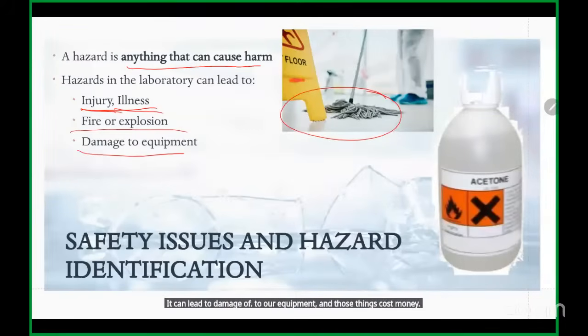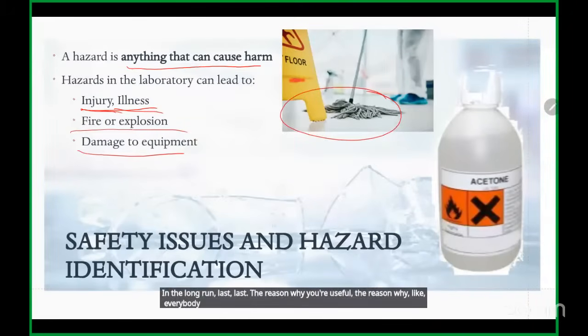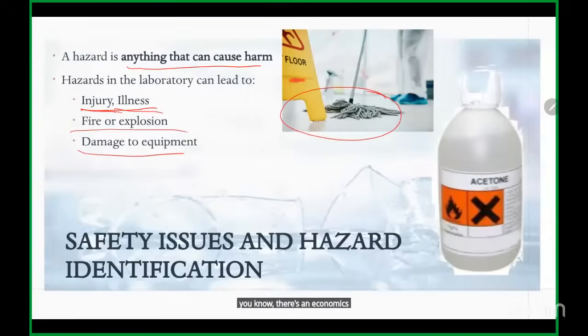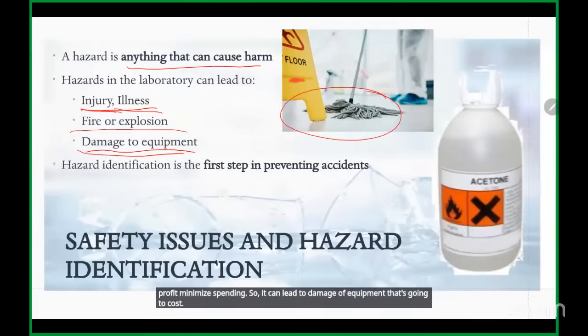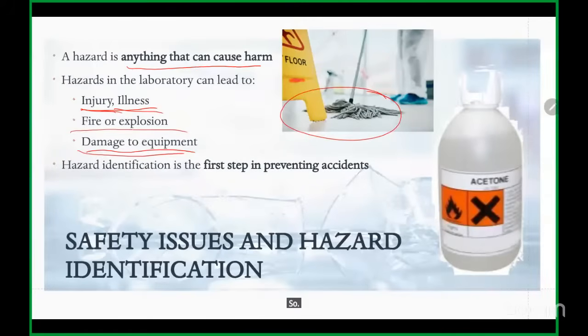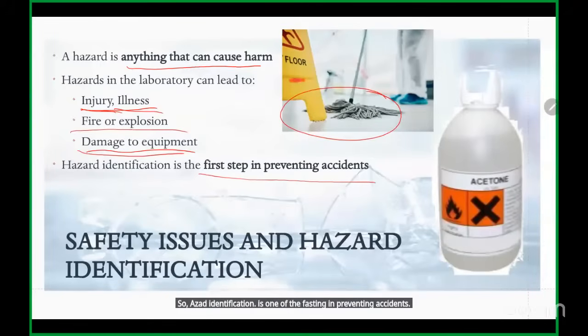In the long run, there's an economics of everything. You want to maximize profits and minimize spending. So it can lead to damage of equipment that's going to cost money. So hazard identification is one of the first things in preventing accidents. Accidents, again, can lead to something that is a permanent injury. It can be permanent.